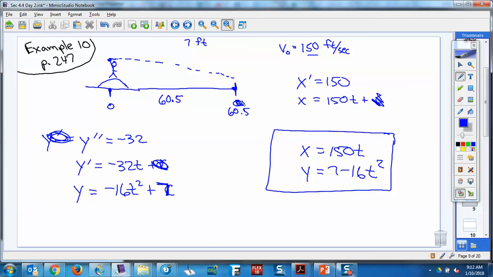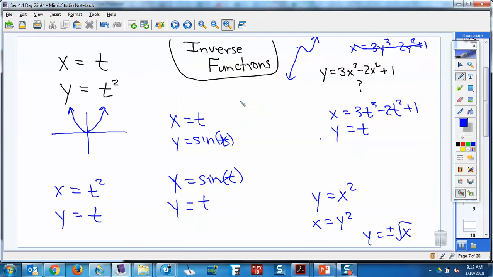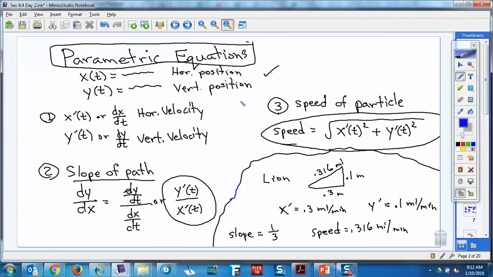What do you need? You need this, right? What t are you going to use? That t we just found when it crossed home plate, right? X prime, y prime, you're going to have to find those. You're going to use that time, put it in there. That's how fast it was going.